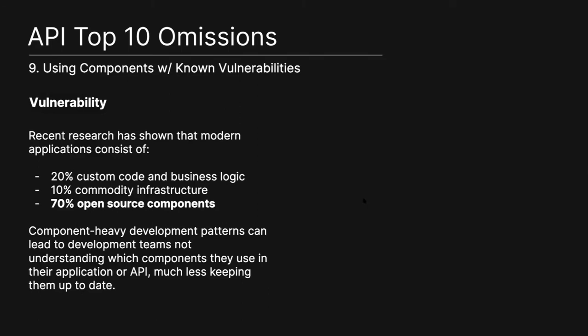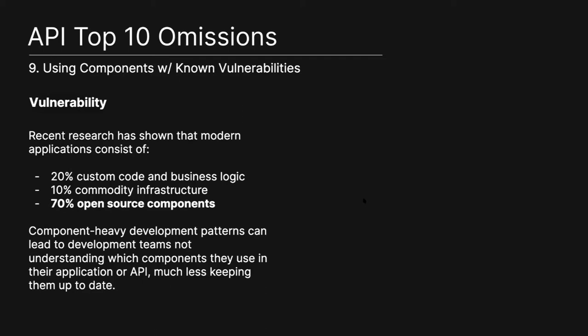Okay, last but not least here from the API top 10 omissions, number 9, using components with known vulnerabilities. I don't actually know why this was not included in the API top 10. This problem is really just as common in web applications as it is in APIs. And there's a reason for that. Most development is moving to more of a model where it's really component heavy. When I say component heavy, what I mean is developers are taking very common frameworks and packages and libraries, and we're just layering them in on top of each other.